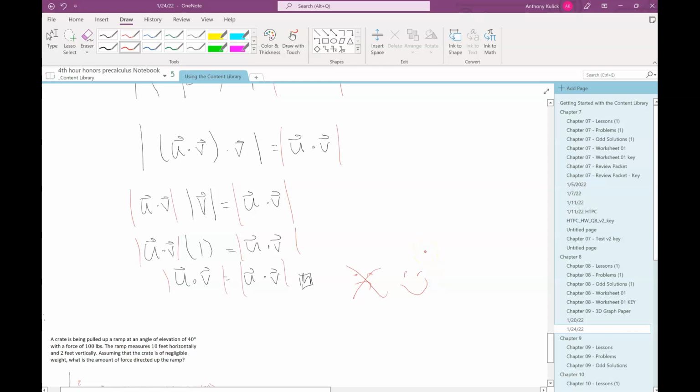We're actually good. So you guys should be able to do 41 through 50 at this point. So let's add that into the problem set.